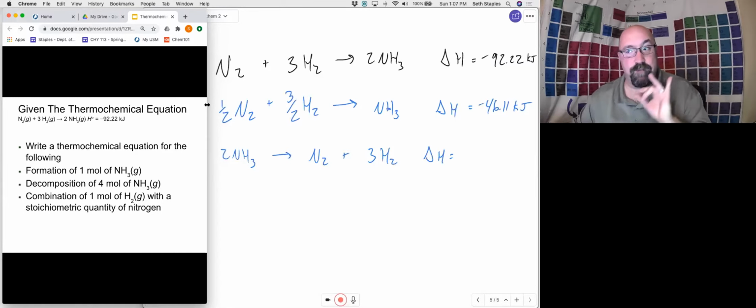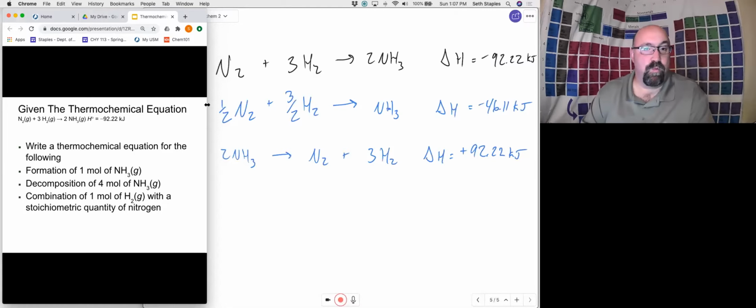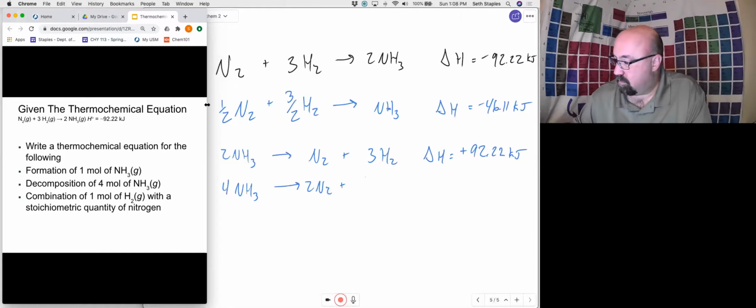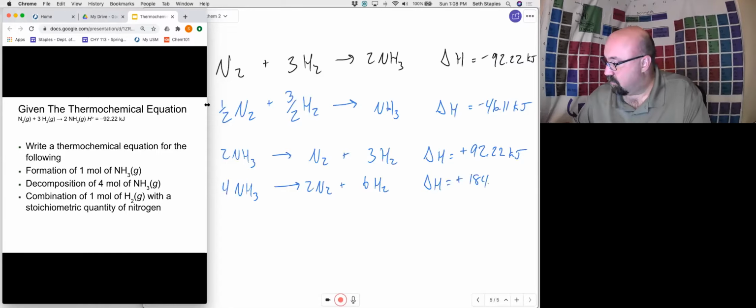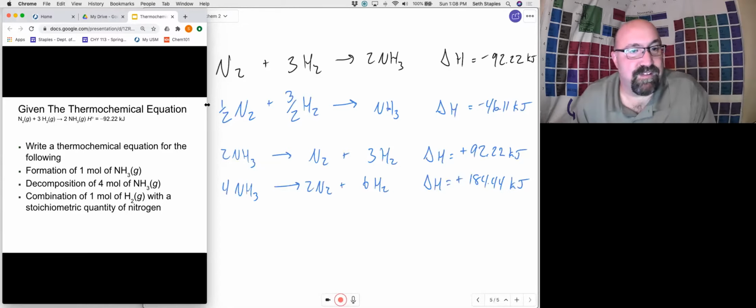And remember what I said: when I reverse a reaction, we have to reverse the sign of our enthalpy. But we don't want to know about the decomposition of 2 moles, which is what our equation is now. We want to know the decomposition of 4 moles. And so we're going to multiply this whole thing through by 2, which means that we now have to double our enthalpy.